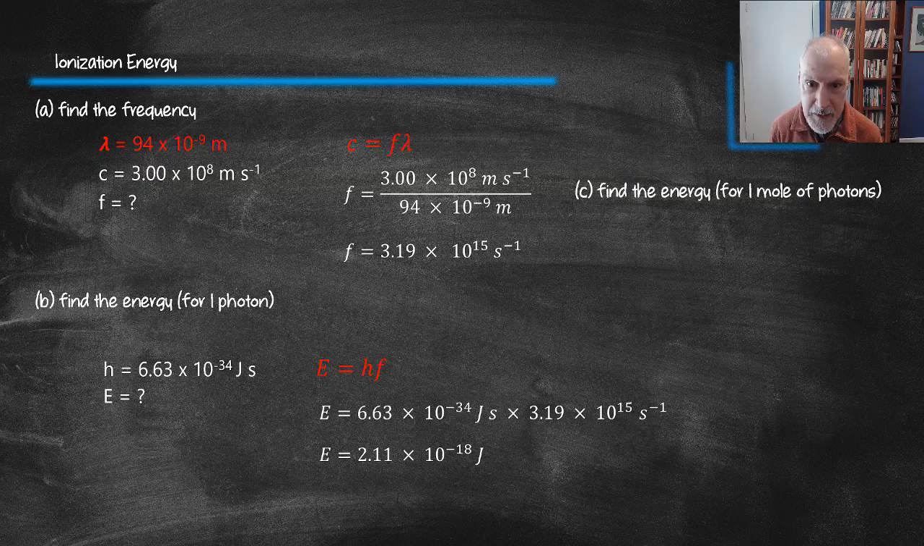Now I'd like to determine the energy for 1 mole of photons, since ionization energy refers to the energy of 1 mole of electrons. So I take the energy associated with 1 and multiply it by Avogadro's number, and I get 1.3 times 10 to the 6 joules, or 1300 kilojoules.